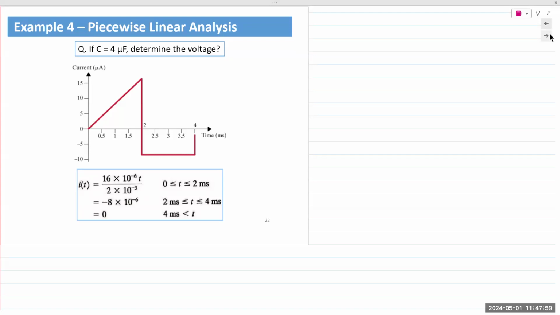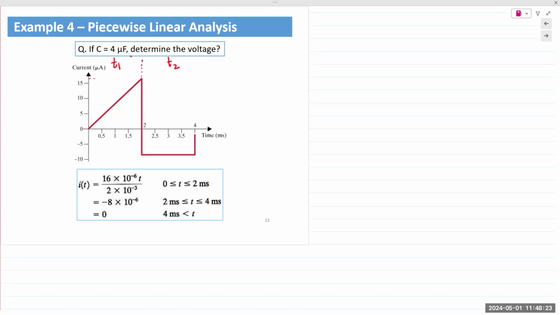But I will explain how we define the limits of the integration, and then the stored energy that we have to take into account. Okay, the initial stored energy. So the two time periods here are between 0 and 2, and then 2 to 4.